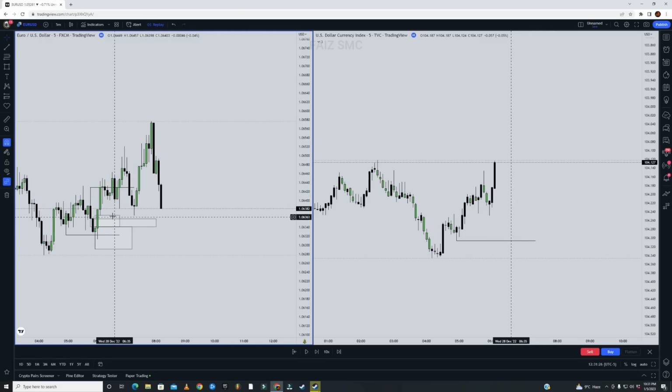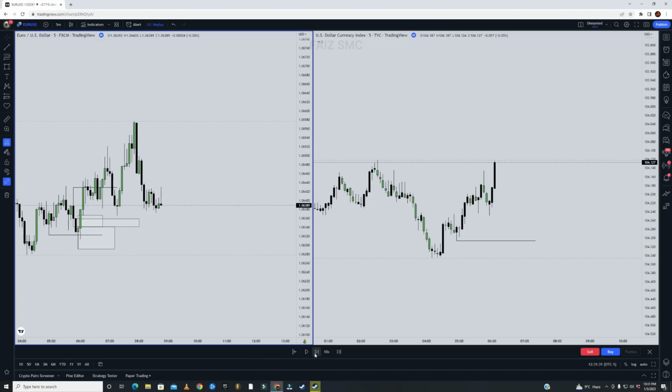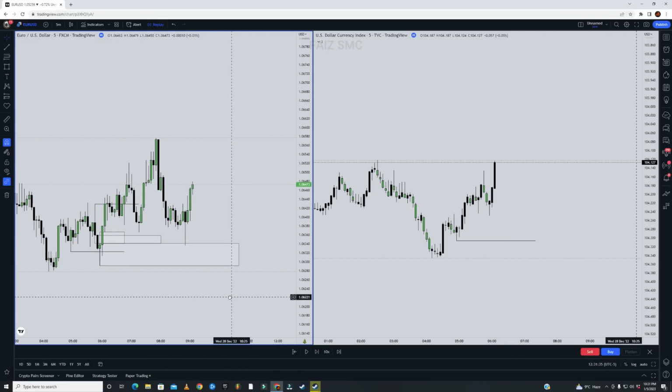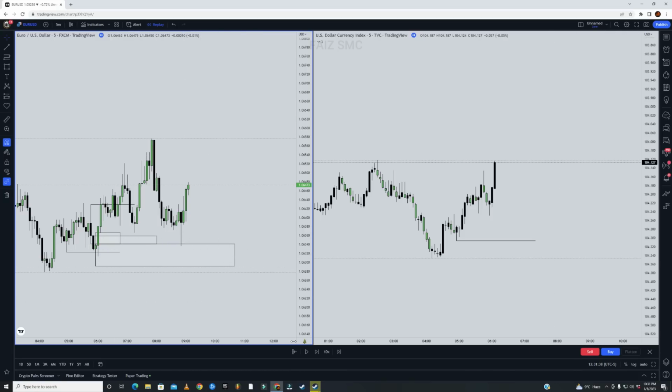So we have a tap. Wait, actually, do we? No. So we keep on playing. So we have a tap, right? So we mitigated the order block.